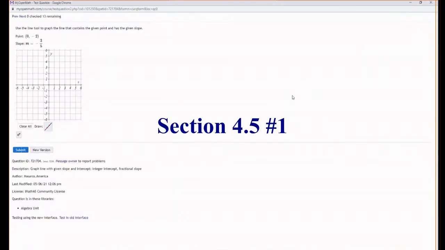Okay, so 4.5, question number 1. Use the line tool to graph the line that contains the given point and has the given slope. Okay, so there's more than one way to do this. I think the easiest way to do this is to make use of what slope is, right? Slope is rise over run.